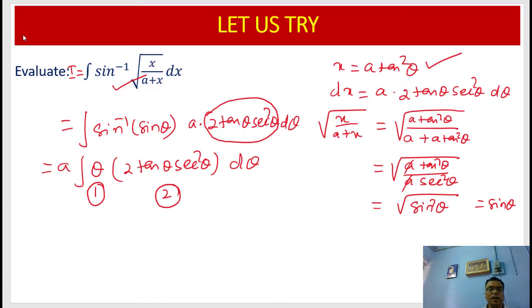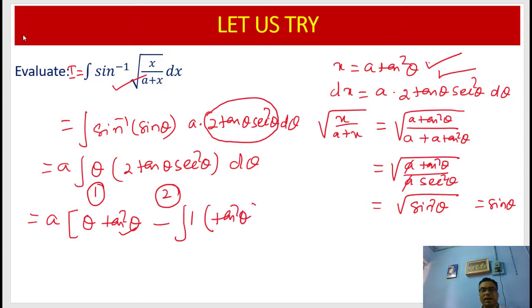Now I will start doing integration. First into integration of second: theta into, what is integration of second? Just now I told you, it is tan square theta, because I got this by differentiating tan square theta here. Minus whole integration, derivative of first, derivative of theta is 1, integration of second, just copy this down, it is tan square theta d theta.